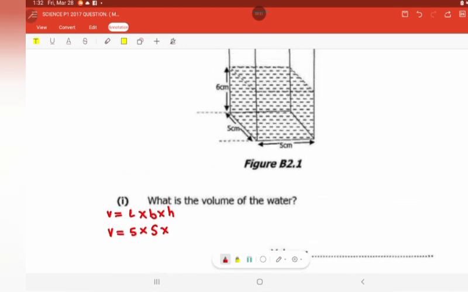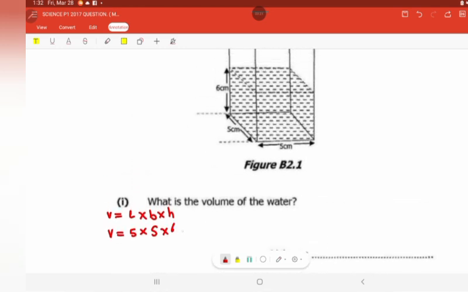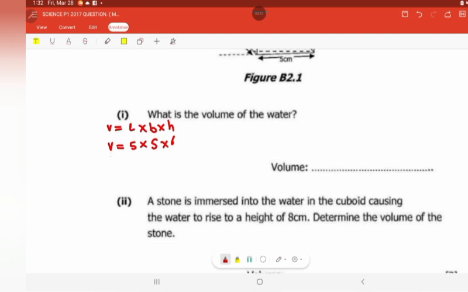5 times, what is our height? Our height is 6, as you can see. So volume is equal to 5 times 5 times 6, which is going to give you 150. So 150 centimeter cubed. That's your answer, so you can just write it there.